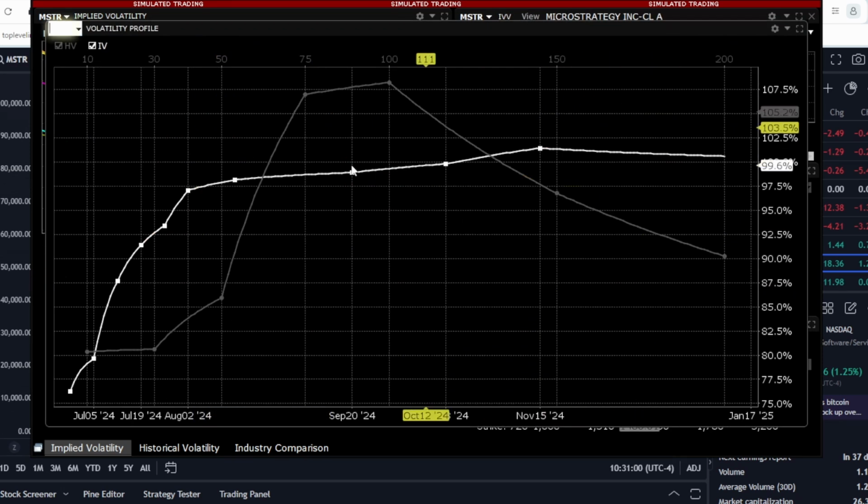Next, let's examine the historical and implied volatility. We see that historical volatility is the gray line, and implied volatility is the white line. Currently, these volatilities are approximately equal. This is a completely healthy situation for the market. I always say that volatility always returns to its historical values.